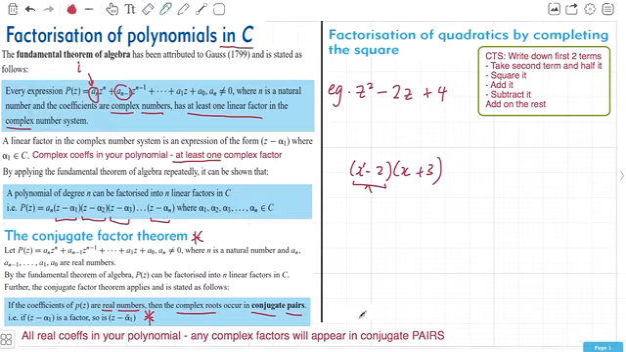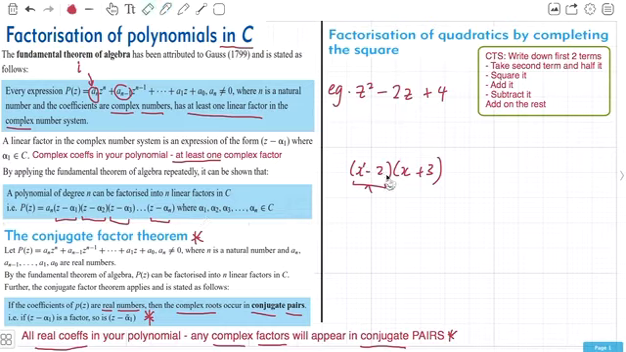Definitely write that in your notes and highlight it. If you're given one of the complex factors, then you can automatically know another one because you know it will be its conjugate. That's only when you have real coefficients in your polynomial P(z). So it's very, very important.